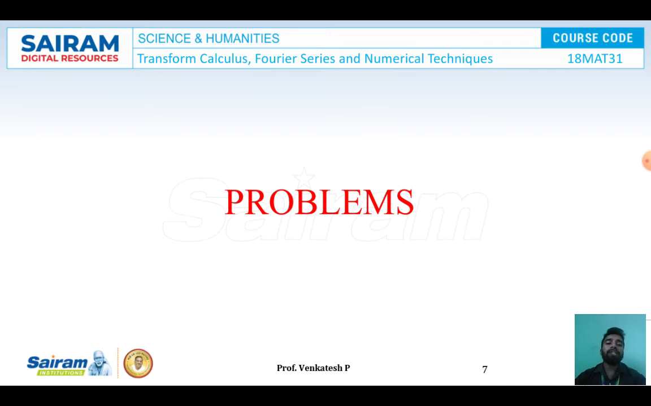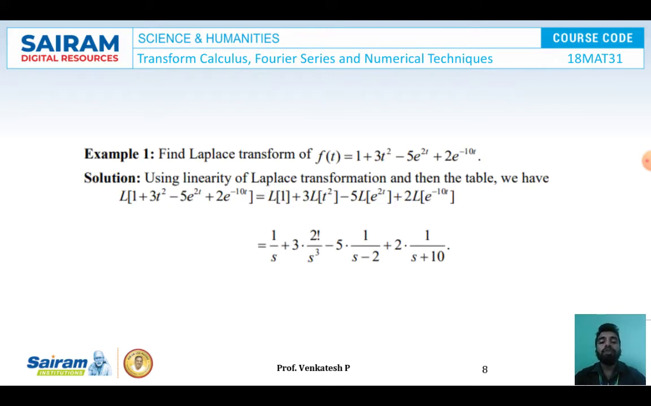Problems on Laplace transforms. In this lecture video, we'll be discussing some basic problems of Laplace transforms. First one is: find the Laplace transform of f of t equal to 1 plus 3t square minus 5 e power 2t plus 2 e power minus 10t. Now I'm going to apply the Laplace transform on both sides, and to simplify this I'm going to use the linearity property of Laplace transform.